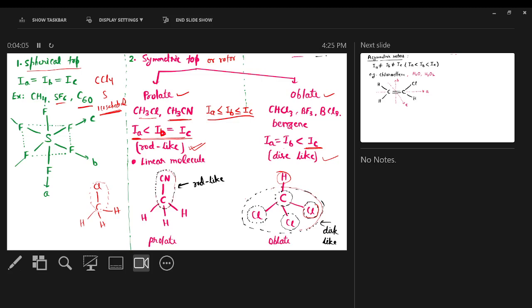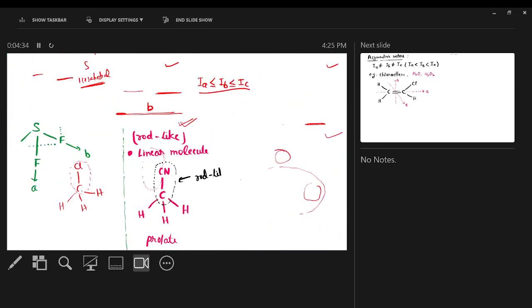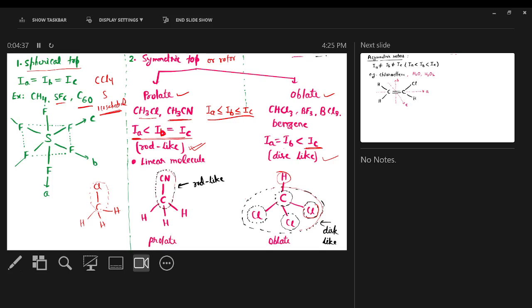Now, till before these two slides, we have studied only diatomic molecules, rigid rotor, non-rigid rotor. So based on this discussion, can we say that a diatomic molecule comes under a spherical top or symmetric top? So let's consider one molecule, HF. I will write HF here.